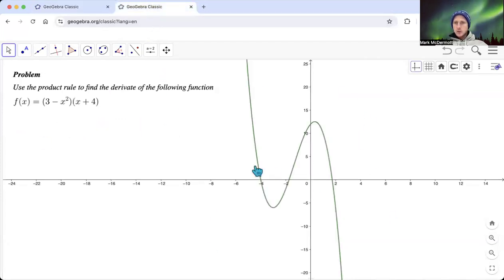I'm just going to set a problem here, if you'd like to try it out. Use the product rule to find the derivative of the following function: 3 minus x squared, multiplied by x plus 4. Let me know what you think, and let me know why using the product rule might not be the best idea for this type of problem, but obviously you can still do it. I encourage you to think about what the two functions are.